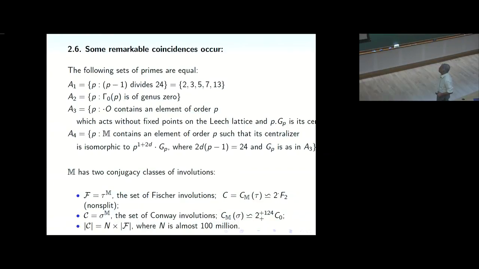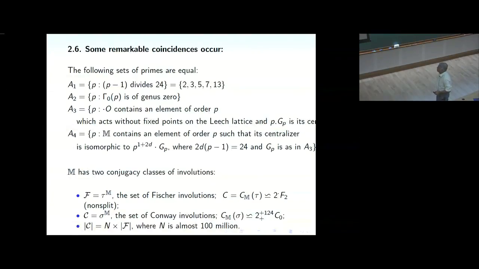A4 is the set of primes p such that M contains an element of order p whose centralizer is isomorphic to this, where 2d times (p minus 1) is 24, that is, it gives the size of this extra special group, and G_p is in this list. All these sets are supposed to be the same.